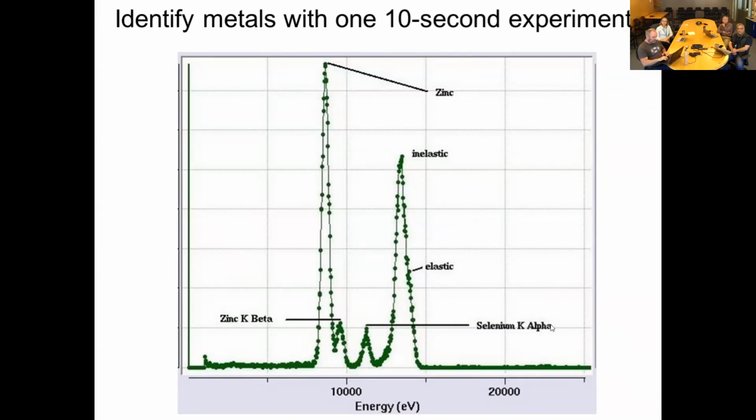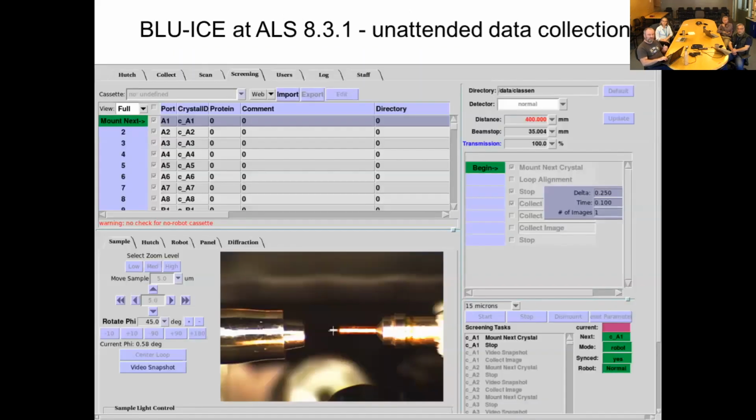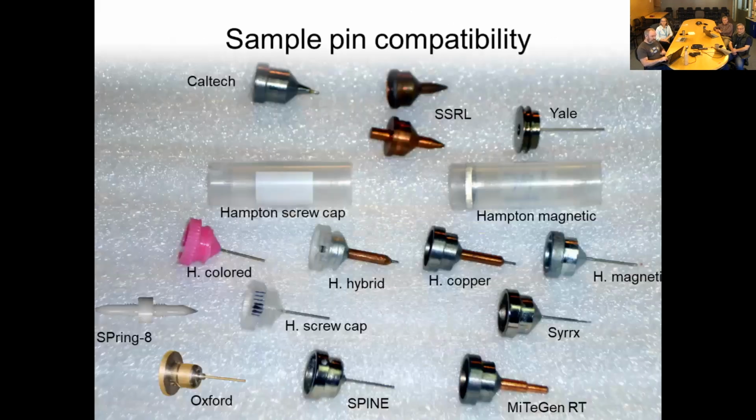And also, while I'm at it, this is a picture you might recognize from Blue Ice. At 831, we actually run native Blue Ice. We co-developed this, collaborating with Stanford, and we try to make it as similar to that interface as possible. All GUIs operate more or less the same way, but if you're used to Stanford or other Blue Ices around the world, this will be an easy adaptation. And we do support unattended data collection via the screening tab.